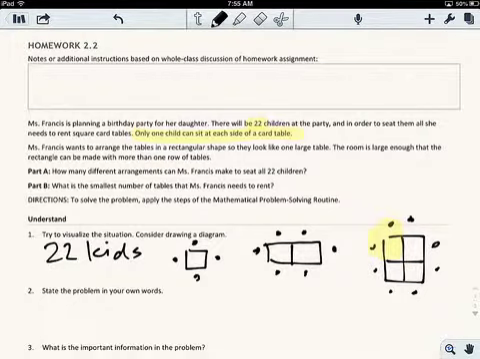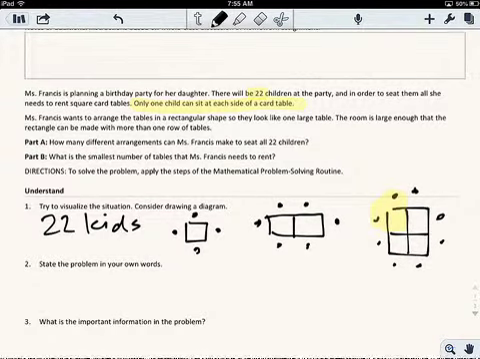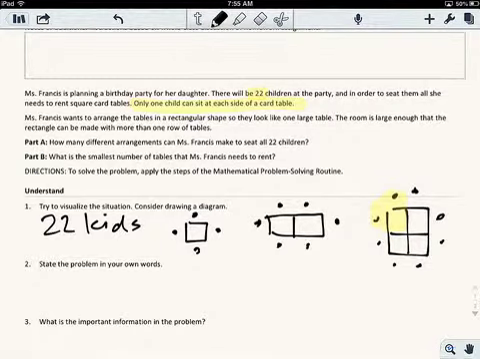Let's state the problem in our own words. I'm going to try it like this. I'm going to reread a little bit first. Miss Francis is planning a birthday party for her daughter. There will be 22 children at the party. In order to seat them all, she needs to rent square card tables. Only one child can sit at each side of the card table. All right, I'm going to write it like this.